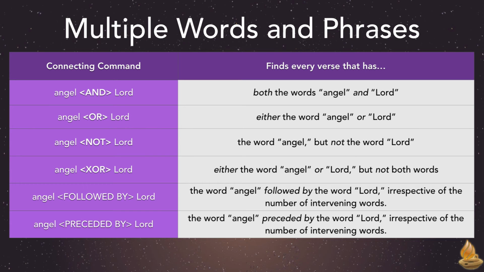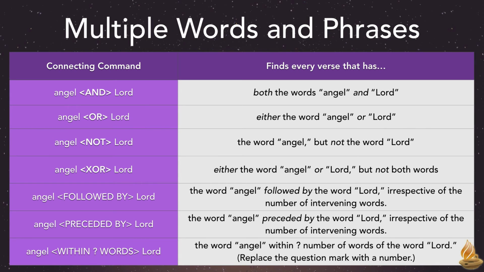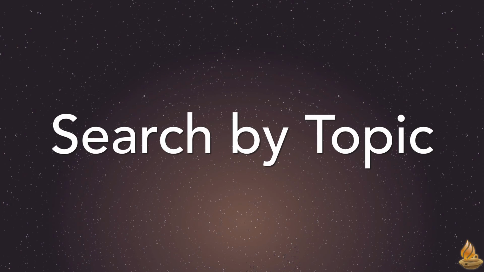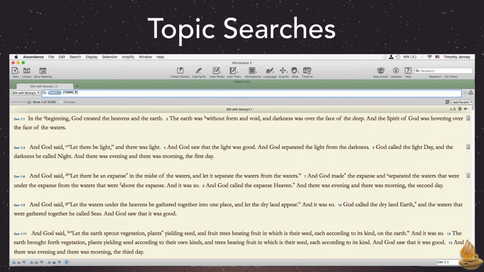That leaves only the within command. It finds every verse where the word angel is within blank number of the words of the word Lord. Replace the blank or the question mark with a number. Search by topic. Topic searches are relatively new in Accordance and only available for the Bible. They find all the verses that address a topic, even if they don't contain a specific word. Since the topics and references come from an internal database, they work for every Bible in any language.